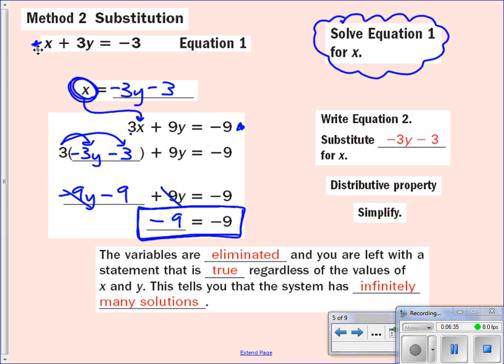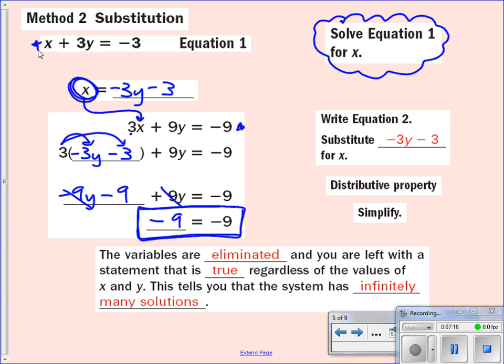This is a true statement. That means no matter what value you plug in for x and y, you're always going to end up with negative 9 equals negative 9. You can plug in 2 for y. And what? You're going to get negative 6 minus 3. So negative 27. And then 9 times 2 is plus 18. Hey, negative 27 plus 18, you're always going to get negative 9. It doesn't matter what the y is. That's what it means when there's an infinite number of solutions. Doesn't matter what the value of the variable is.